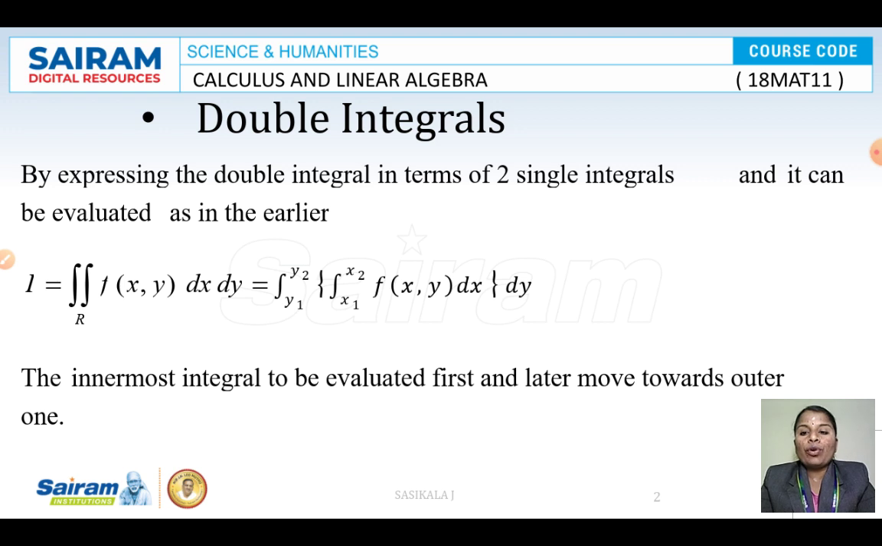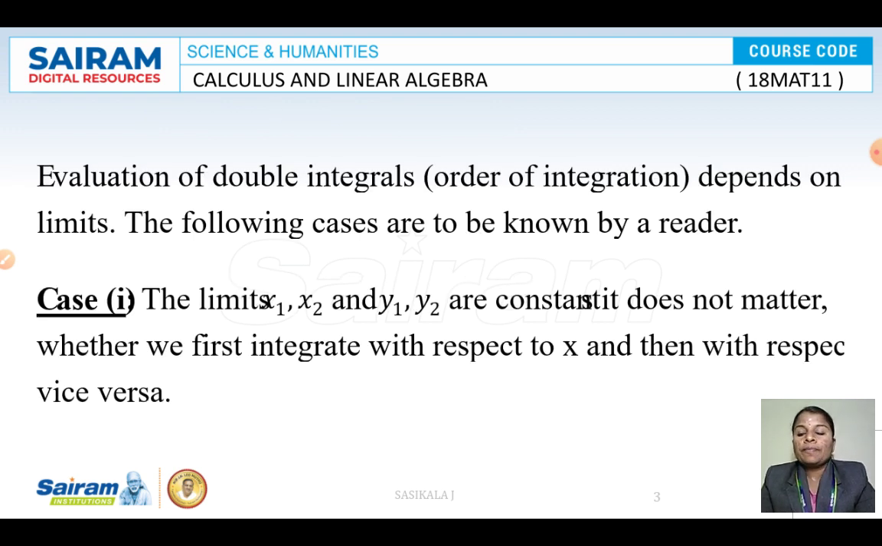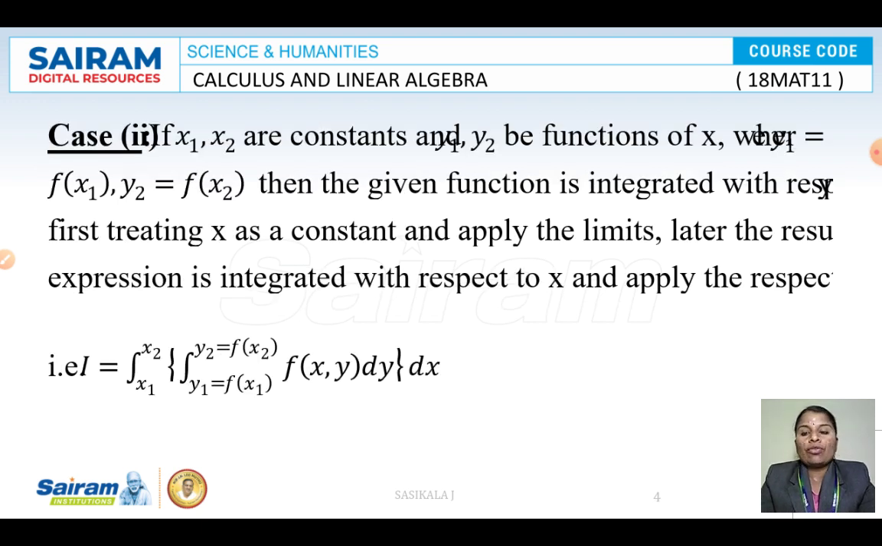Generally, if you have both limits constant, you can do it as it is, and whatever order you want, you can interchange. The evaluation of double integrals, the order of integration, depends on the limits. The following cases are to be known by the reader. There are two cases, one as a constant and the other as a variable limit. The limits x1 comma x2 and y1 comma y2 are constant, and it does not matter whether we first integrate with respect to x and then y, or vice versa. You can do with respect to y and then x also.